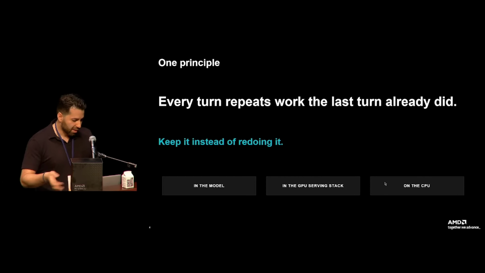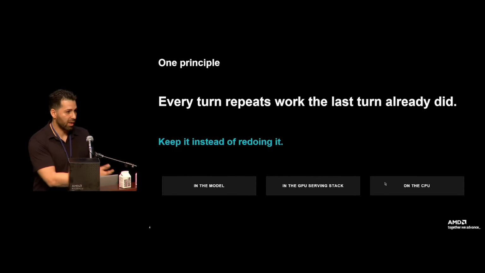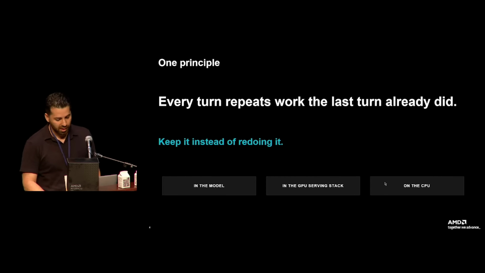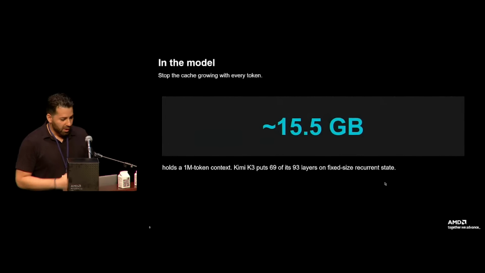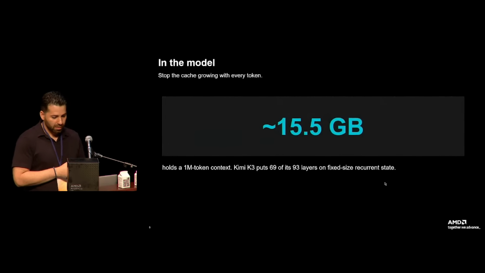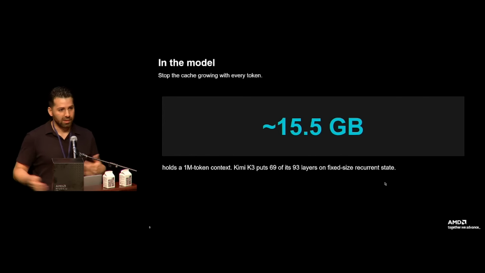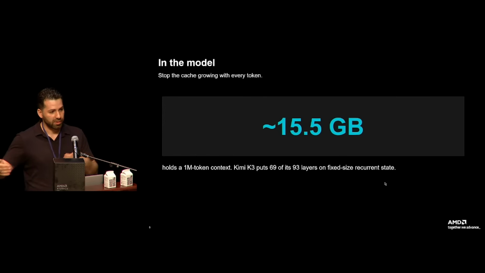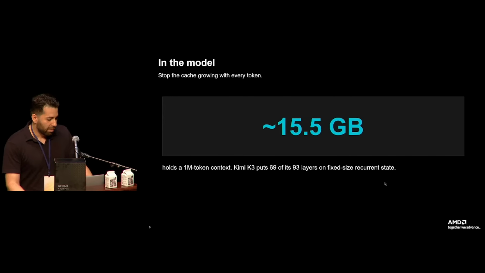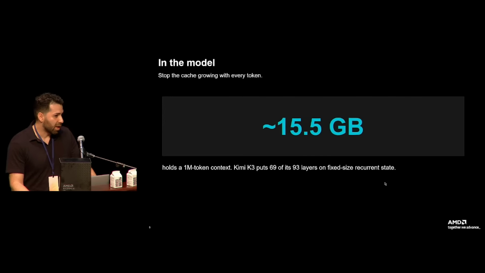So let's get started with a few quick examples of how this happened with our Moonshot AI collaboration for Kimi K3. The first one is in the model point of view. The problem is that KV cache grows rapidly. Every time you get a new response, it grows and grows and grows.